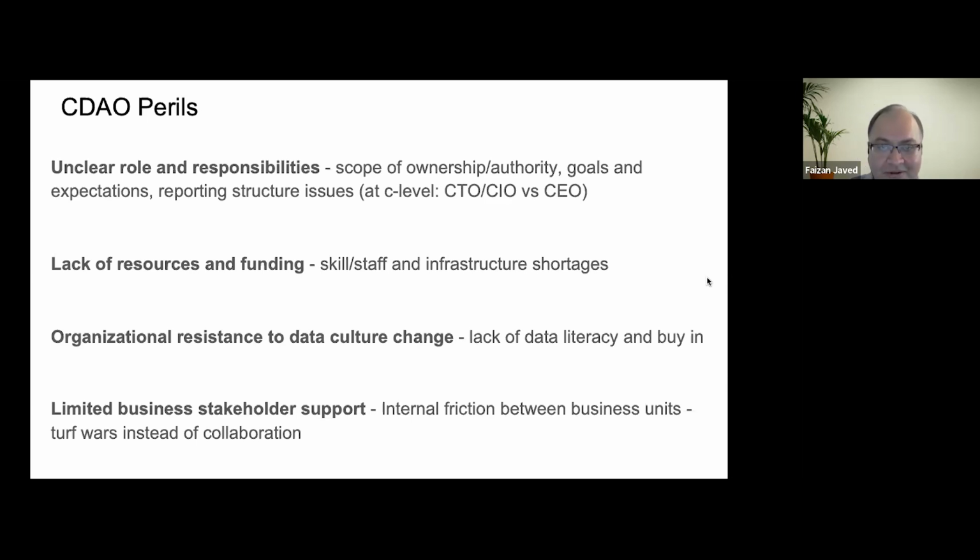If you don't know what's expected of you, you cannot succeed, right? So what's your scope of ownership? What authority do you have? What are you being held accountable for? That can be one big issue.